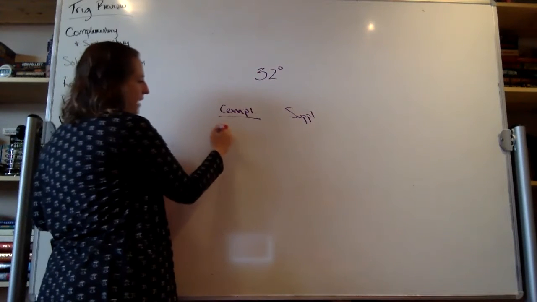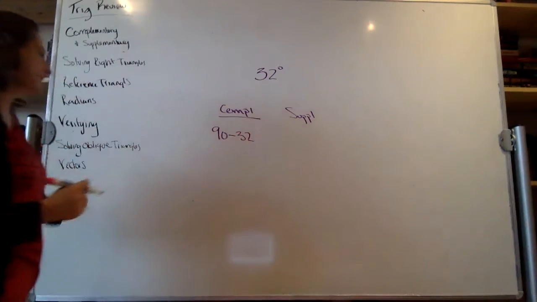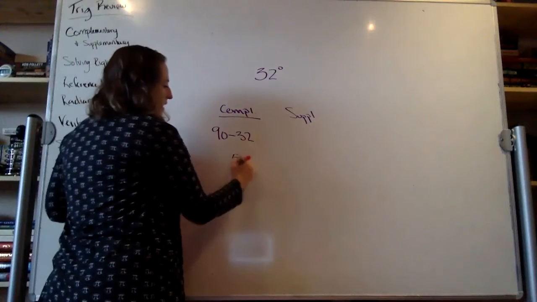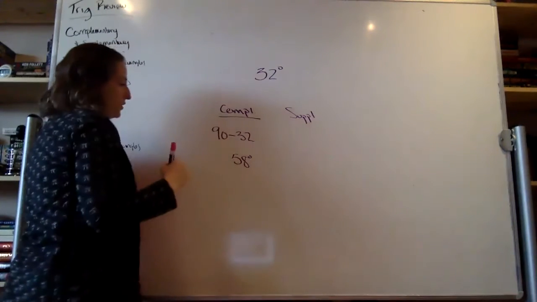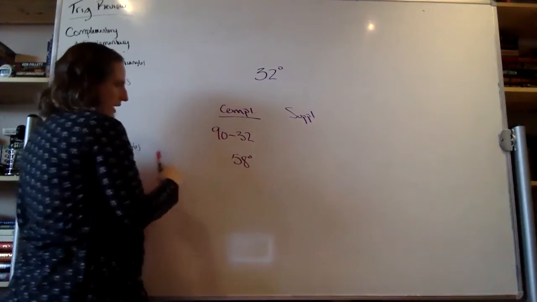So how do I find that? Well, I find that by doing 90 minus 32. 90 minus 32, let's see, 90 minus 30 is 60, so this would be 58. So the complement of 32 degrees is 58 degrees because 32 plus 58 equals 90.